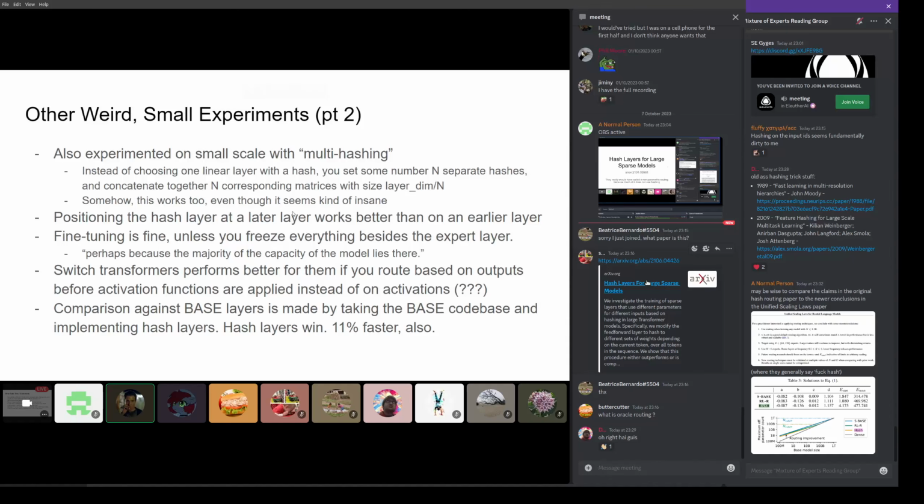Positioning the hash in a layer later seems to work better. Fine-tuning works unless you freeze everything but the experts. They guess that's because most of the capacity of the model is there, but I think that's just a blind guess. An odd Switch Transformer thing is that Switch Transformers, at least in their configuration, works better if you use the token and not the activations to route. Where I think the original Switch Transformers is actually routing on activations. Yep. You basically just take the input before the activation.